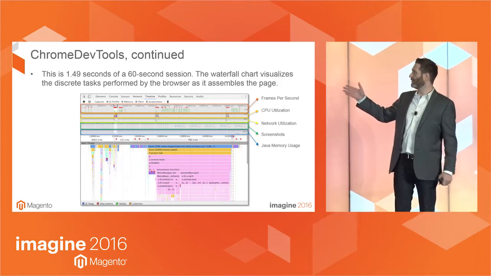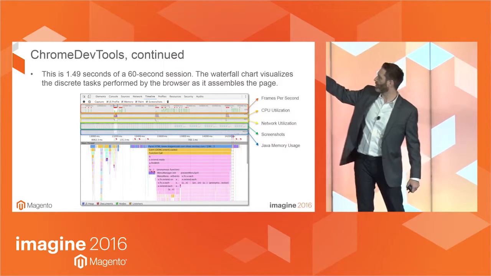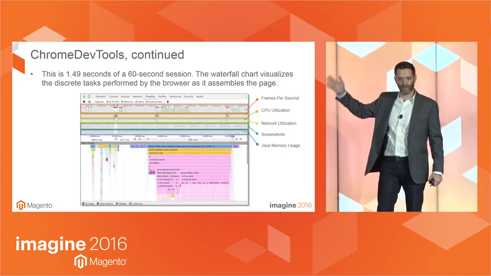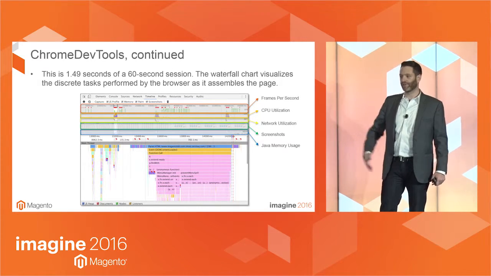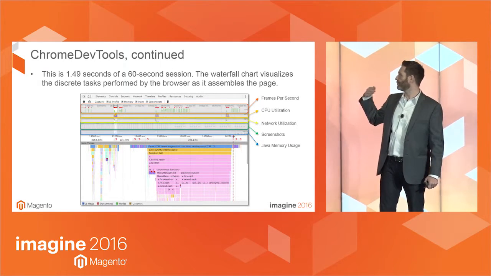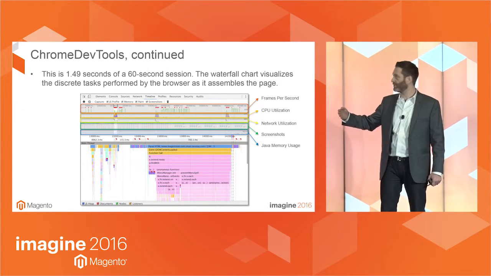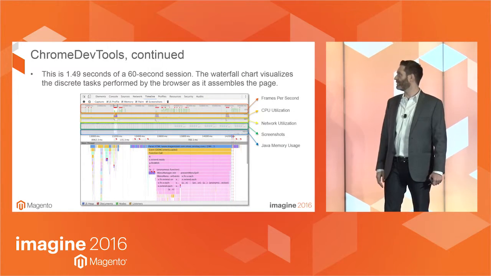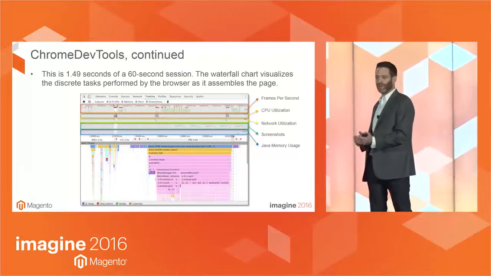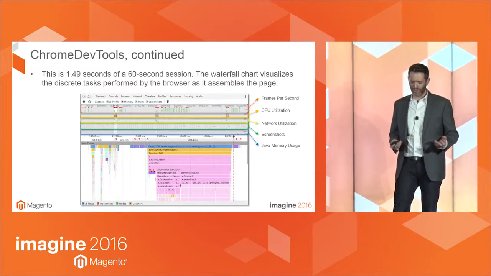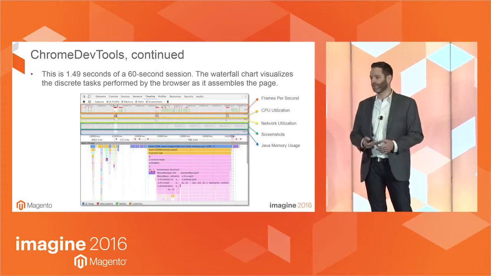One of the things I really love about this is that you can look at all of these things against one another in one stack. So you can see the screenshot, you can see what the network was doing, you can see how the CPU is handling, and understand how many frames per second you're rendering. It's really good visualization.